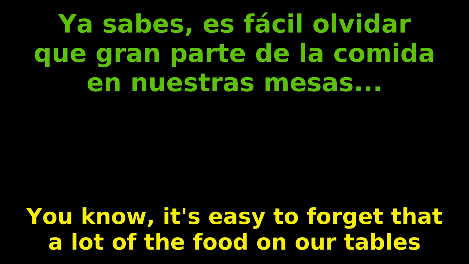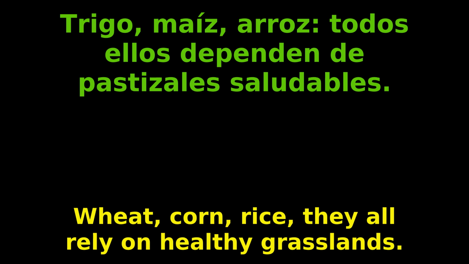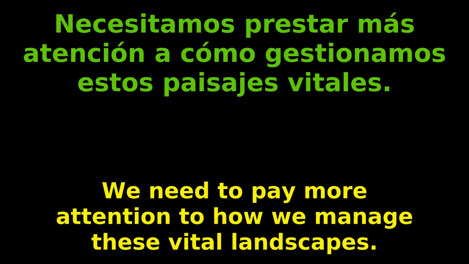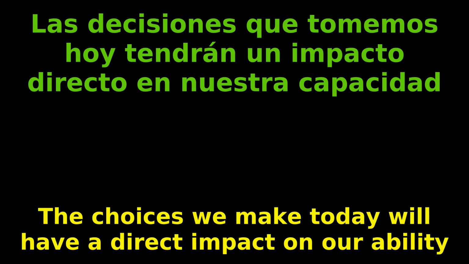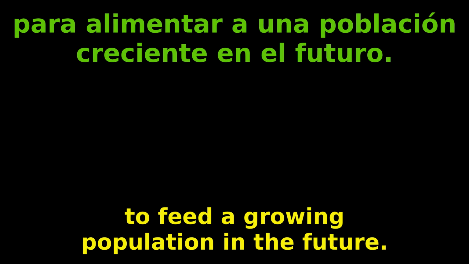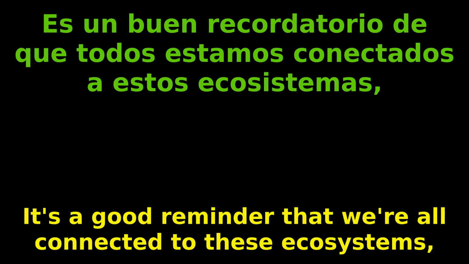You know, it's easy to forget that a lot of the food on our tables comes from grasslands. Wheat, corn, rice, they all rely on healthy grasslands. That's right. We need to pay more attention to how we manage these vital landscapes. The choices we make today will have a direct impact on our ability to feed a growing population in the future. It's a good reminder that we're all connected to these ecosystems, whether we realize it or not.